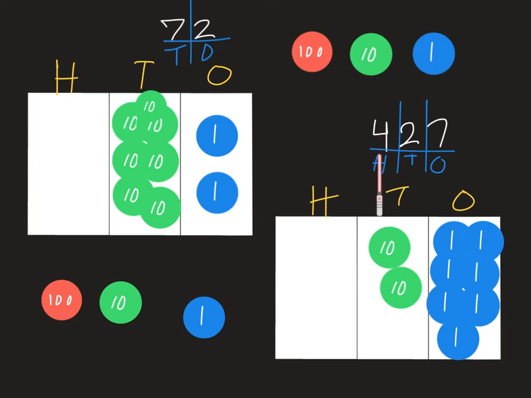And now at the hundreds place, it says we need 4 hundreds. So let's do 4 in the hundreds place. And there we go. We have modeled 4 hundreds, 2 tens, and 7 ones using place value discs.